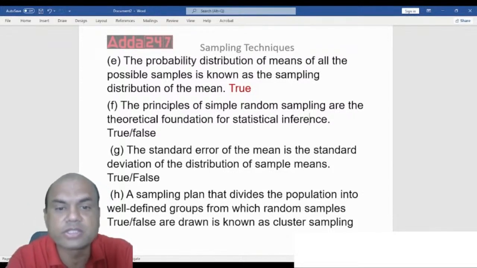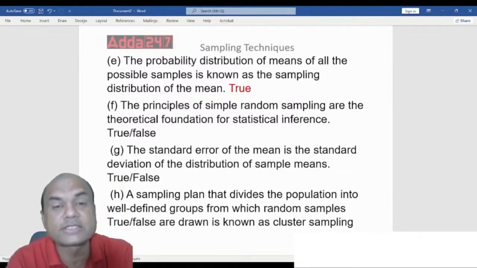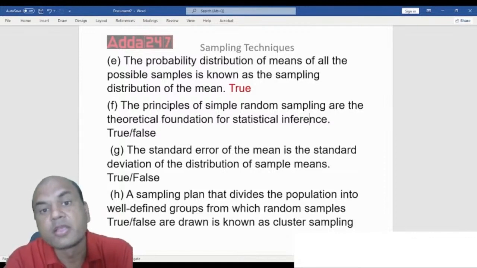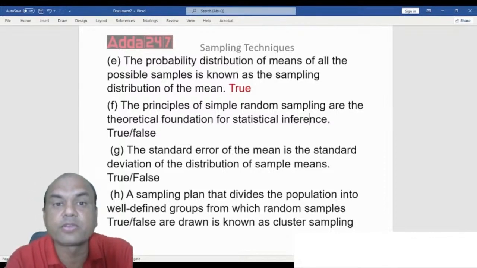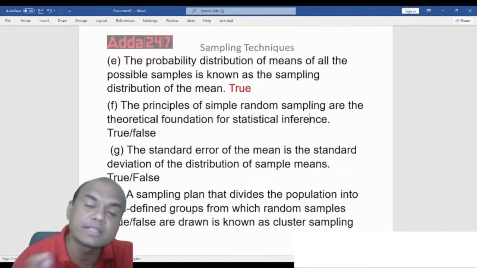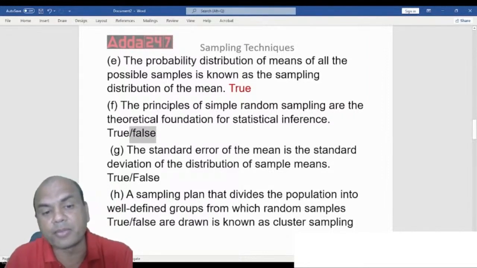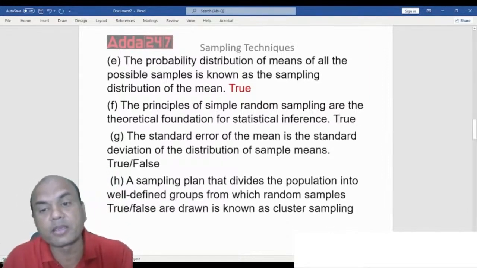That will answer this question also. The principles of simple random sampling are the theoretical foundation of statistical inference. Suppose I have to draw an inference about any population; for that, the best method is simple random sampling. So that is true. Again, true. Remember, simple random sampling is the best sampling.